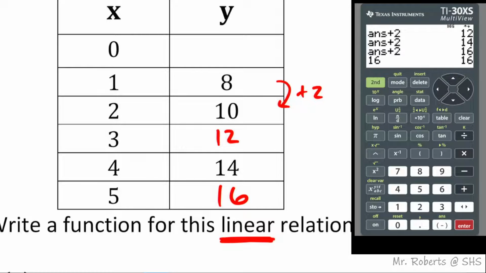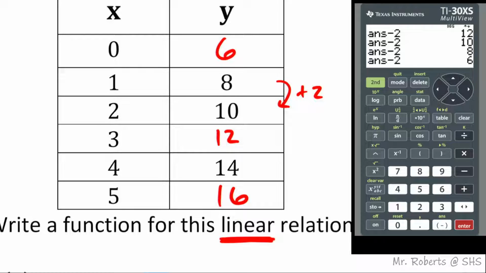If I start with 16, if I'm going to go backwards, I would subtract 2. So that means the previous one should be 14, and then 12, and then 10, and then 8. And before that should be 6. Oh, and that's my 0th term. My 0th term is 6.